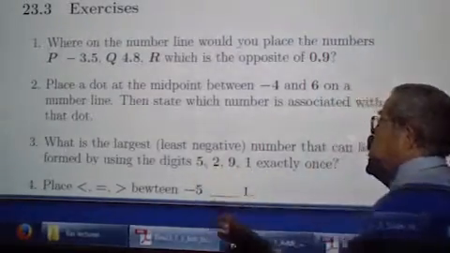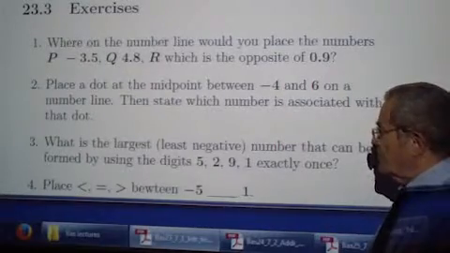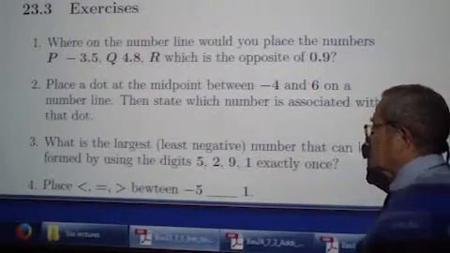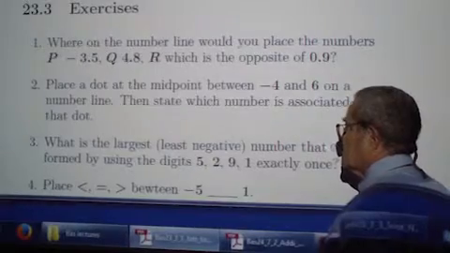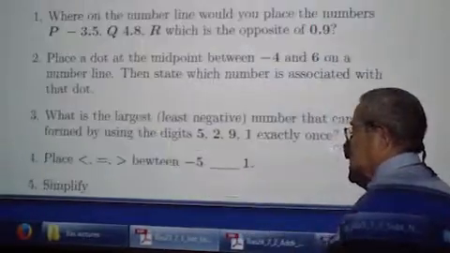Oh, those are exercises. I'm not supposed to tell you the solution. Solution is for you to find out. So, least negative, the largest number, 5, 2, 9, 1.